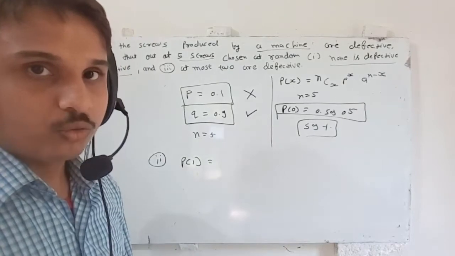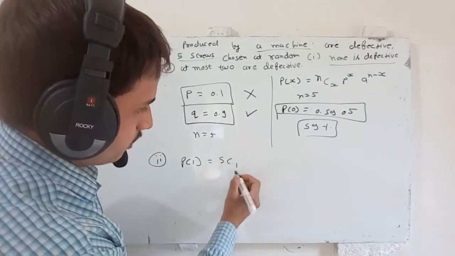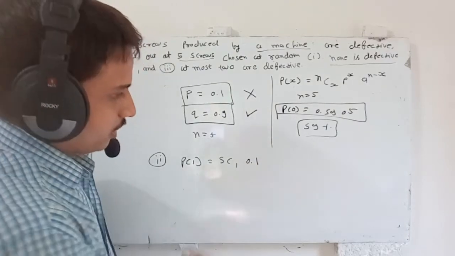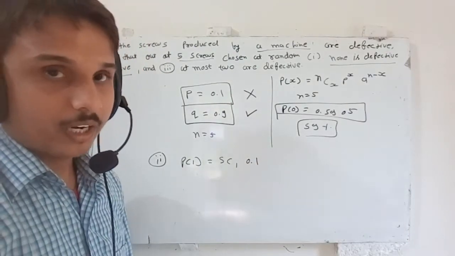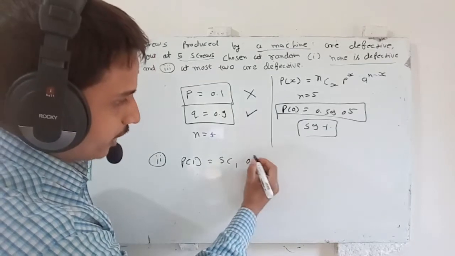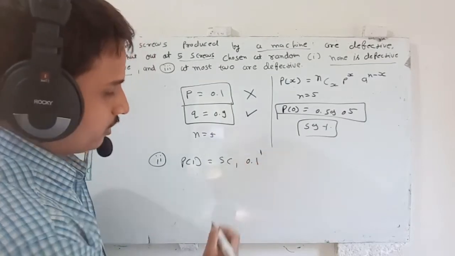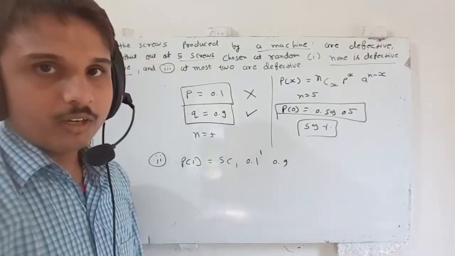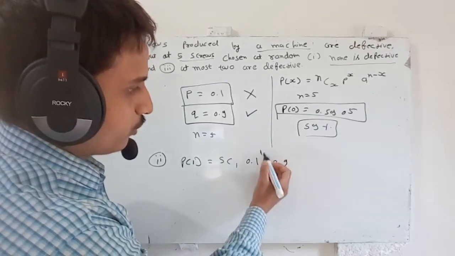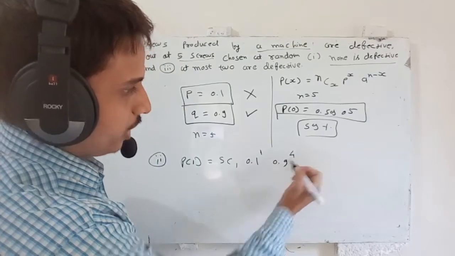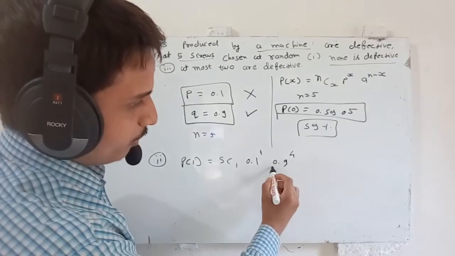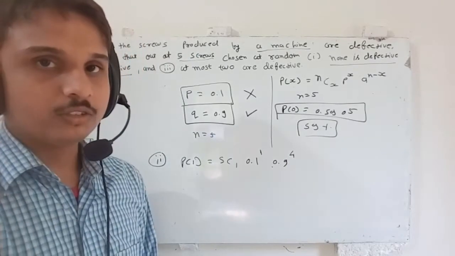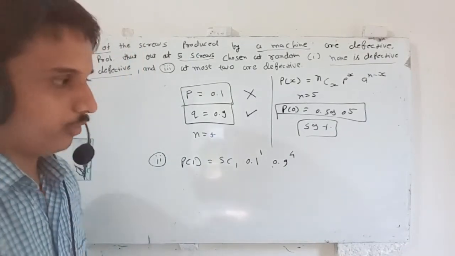Now out of 5 screws, 1 is defective. So 5C1, the probability of defective is 0.1 and the number of screws that are defective, 1 screw is defective, so we'll write exponent 1. And of course the remaining will be okay. So 5 minus 1, a total of 4 screws are non-defective. So this is the probability of being non-defective and the exponent is 4, that is the number of screws that are non-defective.